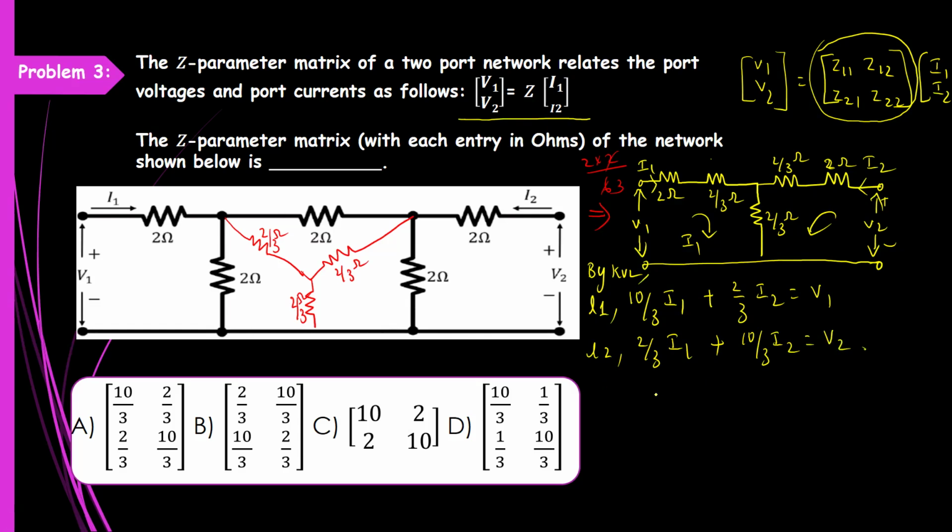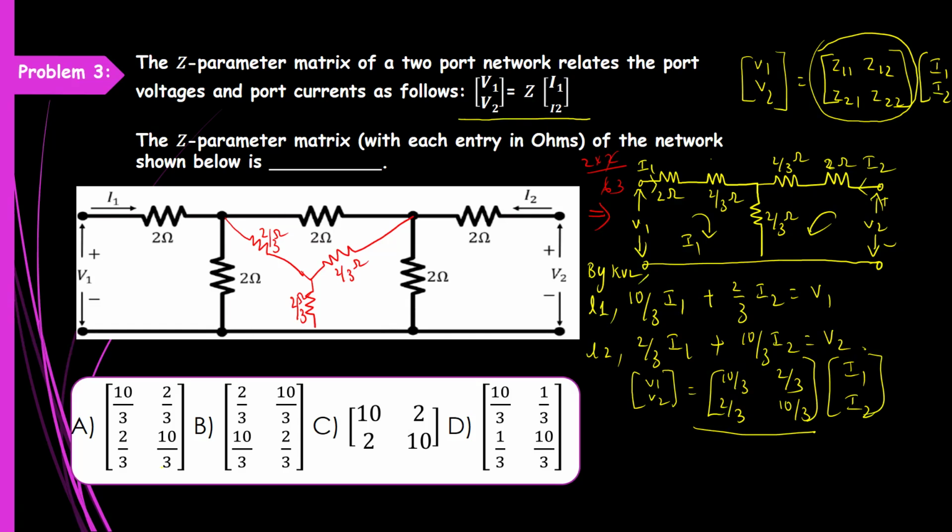Okay. Now let me write it in matrix form. V1, V2 equals, what are the coefficients of I1 and I2? 10 by 3, 2 by 3, and here also 2 by 3, 10 by 3, times I1, I2. So this is the Z parameter matrix. Okay. So 10 by 3, 2 by 3, 2 by 3, 10 by 3.